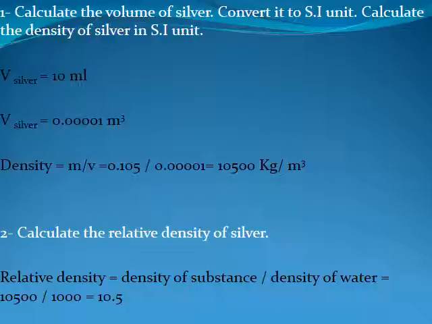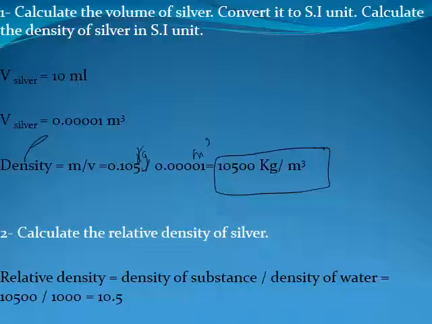The volume of silver is 10 milliliter, and the volume has to be converted into SI units, divided by 1 million, 10 to the power 6, so it will be 0.00001 meter cube. Density, rho, is equal to the mass over the volume, equals 0.105 kilograms divided by 0.00001 meter cube, so it will be kilogram per meter cube.